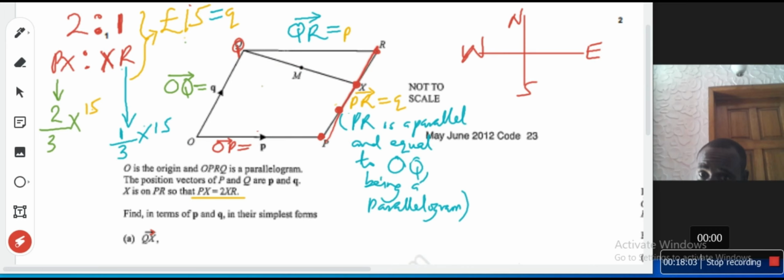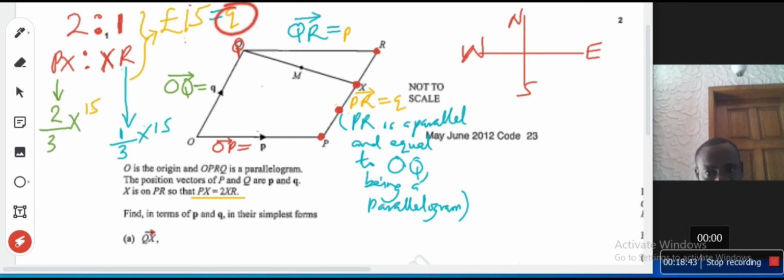We really didn't know Q to P to R, but we know that it's a parallelogram, so P to R is also Q. And then there's another information, that this P to R will be shared by two people, PX and XR, in this ratio. PX will take the bigger share, double. XR will take the smaller one, 1. And I said, if they were to share 15 pounds, you would share the 15 pounds like this, using the principle of ratio.